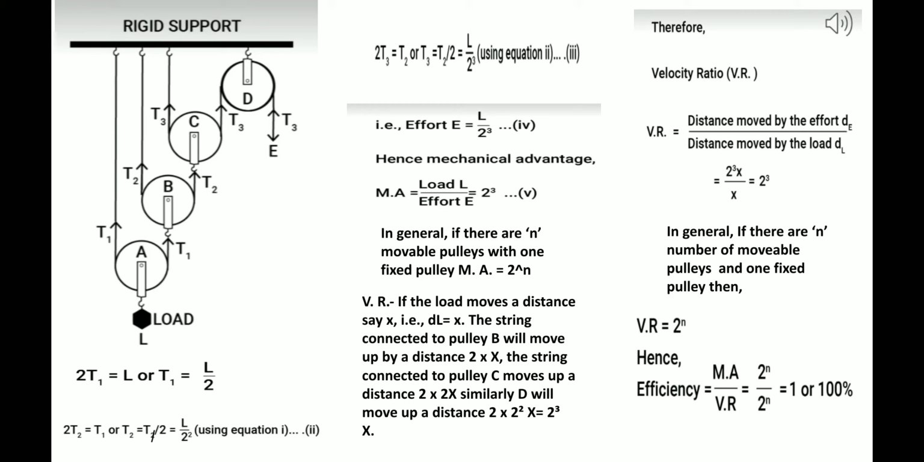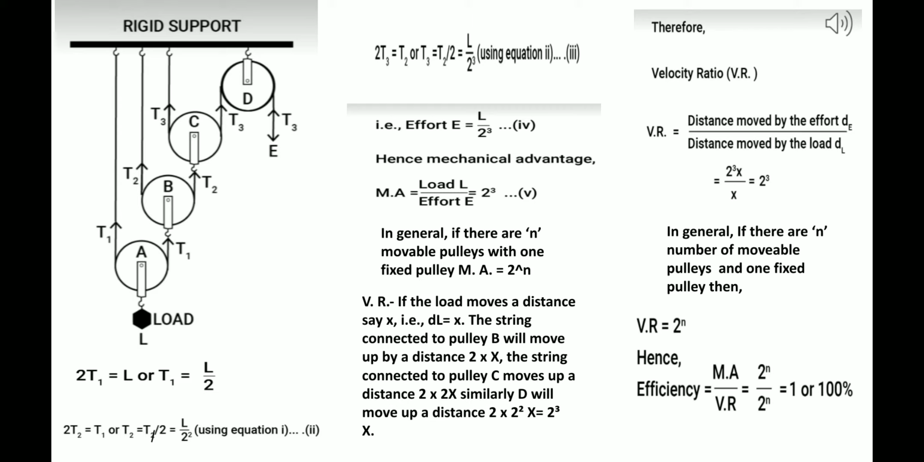Similarly, when we come to point C, how much distance is C moving above if the load is moving x? 4x to one side and 4x to the other side. So in total, it is 2 into 4x, and that is 8x. Isn't it? Now, in total, the effort is moving. That means whatever distance C has moved above, the same distance the effort is moving, isn't it? So the effort will move by 8x distance.